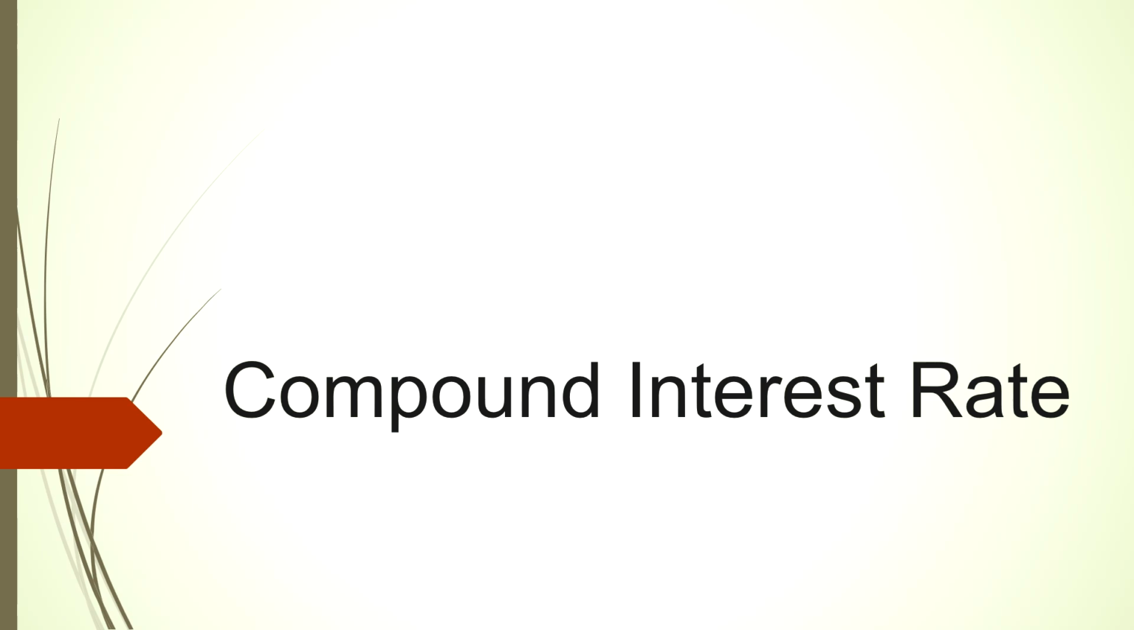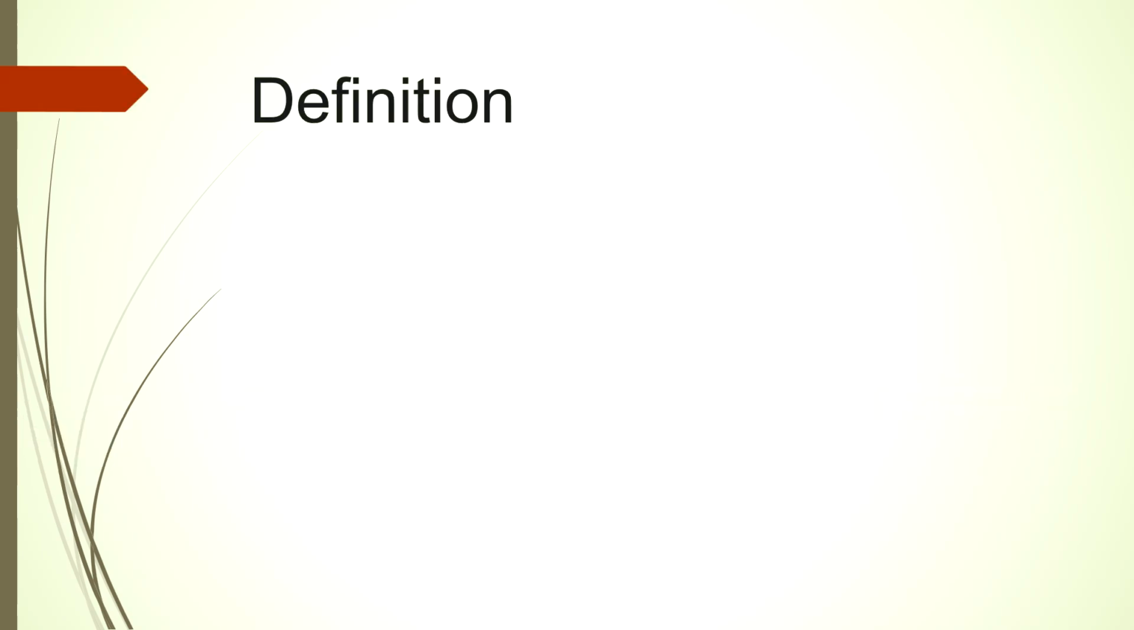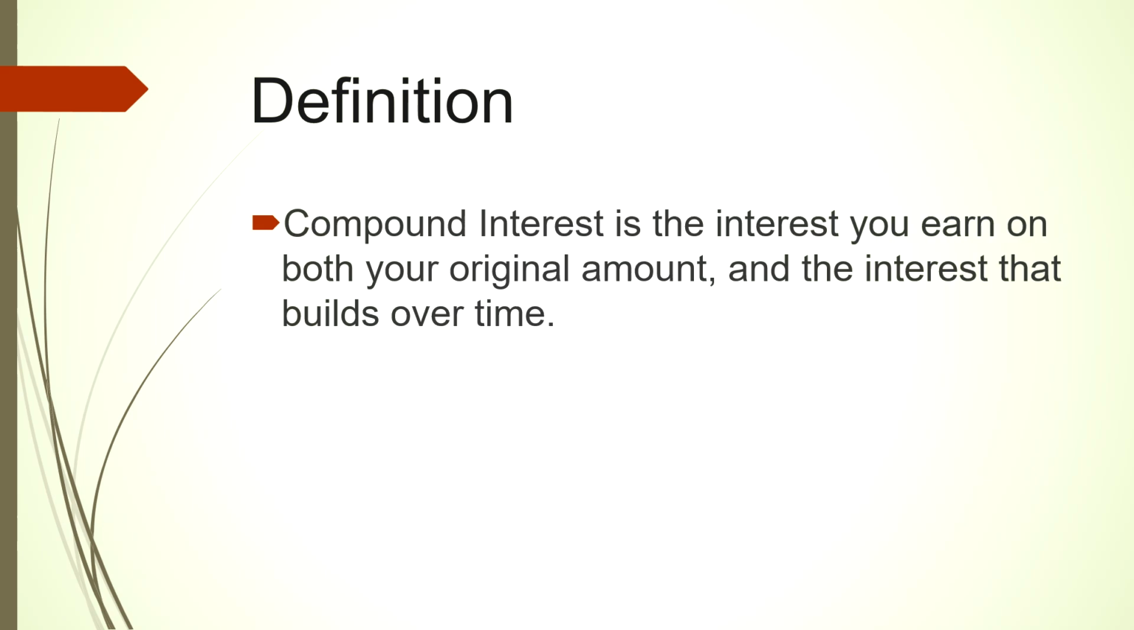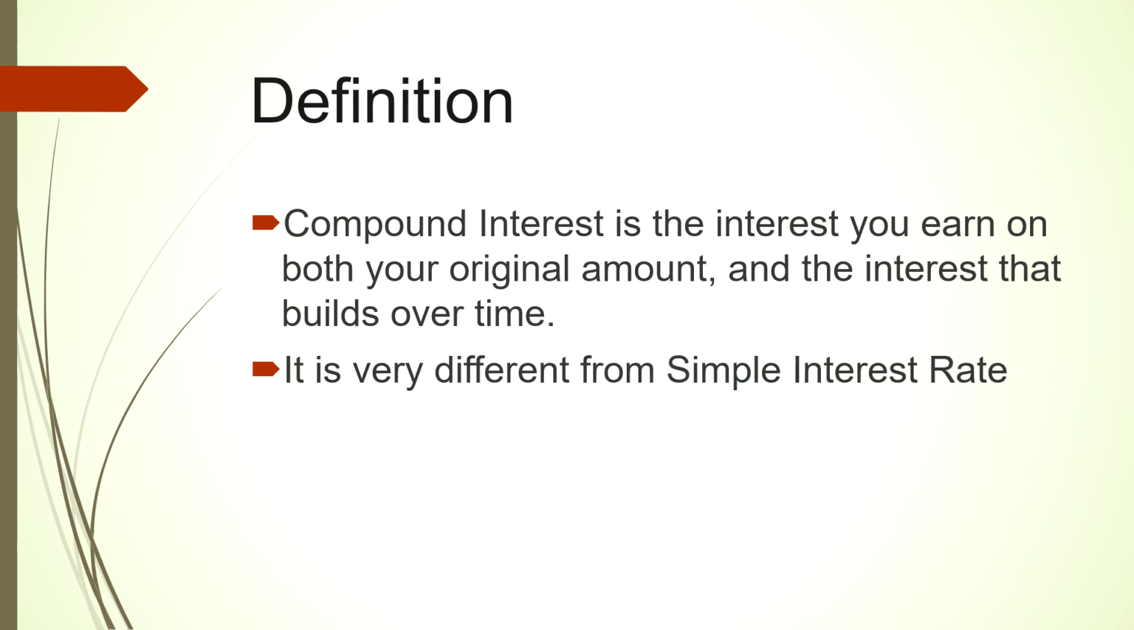This video will be about compound interest rate. Definition. Compound interest is interest you earn on both your original amount and interest that builds over time. It is very different from simple interest rate. Here's the formula.